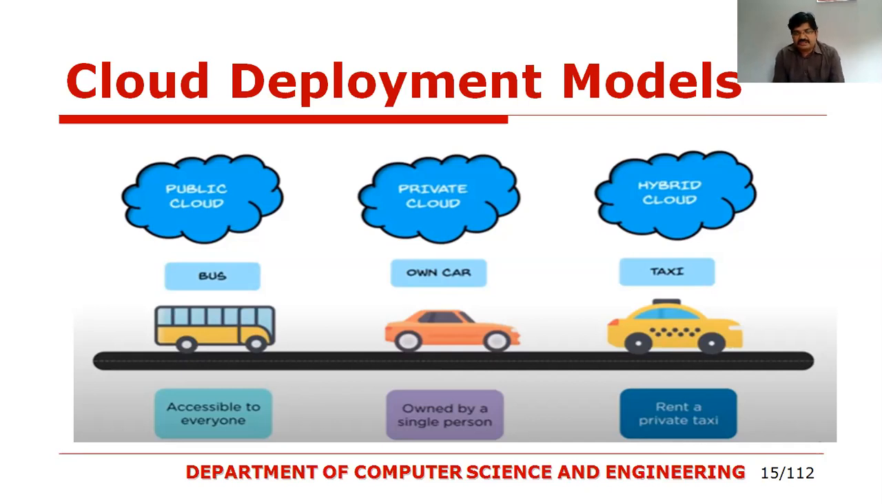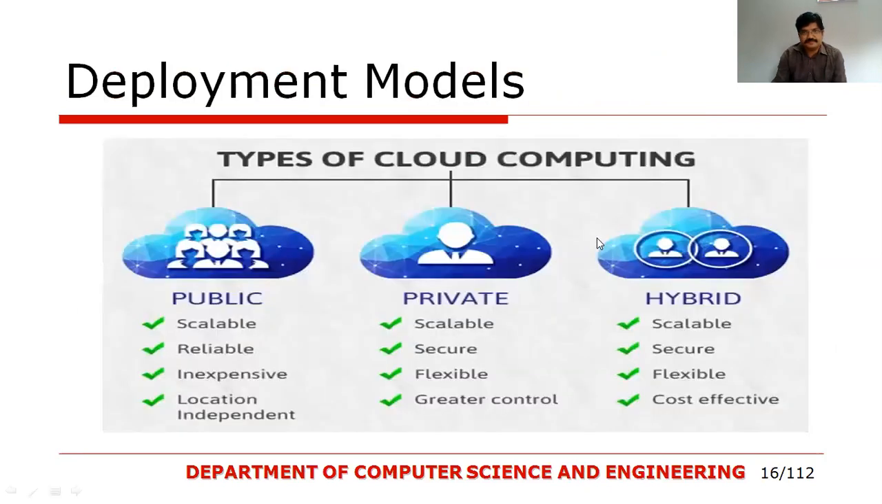We need to connect the data to our infrastructure and servers. And here the best example is booking a taxi. Renting a private taxi is one of the best examples for hybrid cloud. Sometimes it may act as public and sometimes it may act as private. So these are the best examples for the cloud deployment models available in the market. We will discuss it clearly in this session. Next, we move to the deployment models.